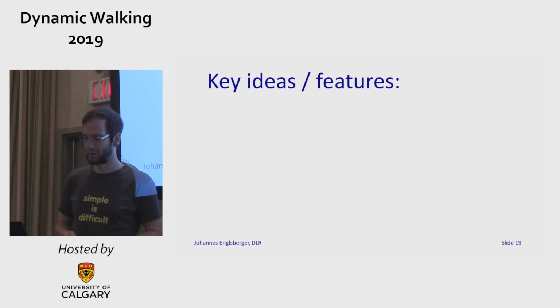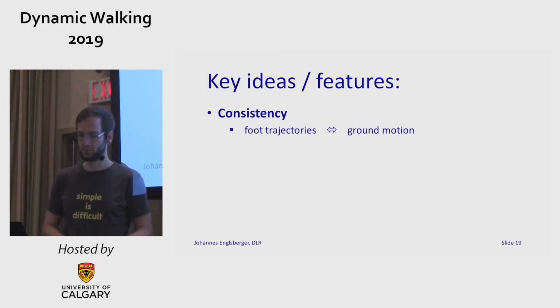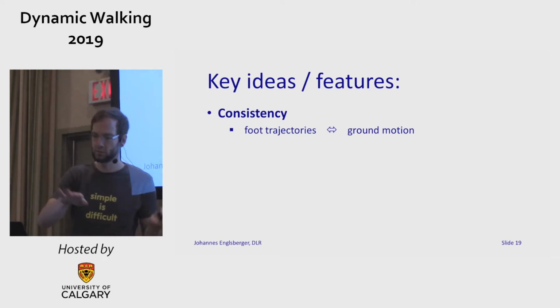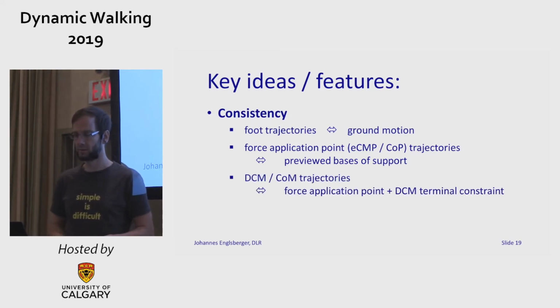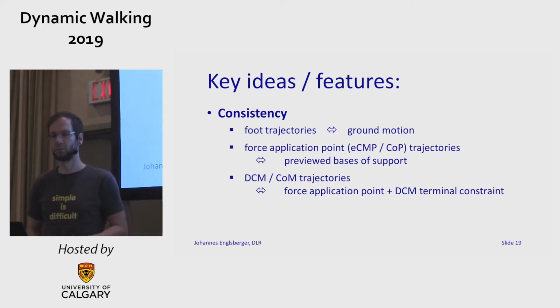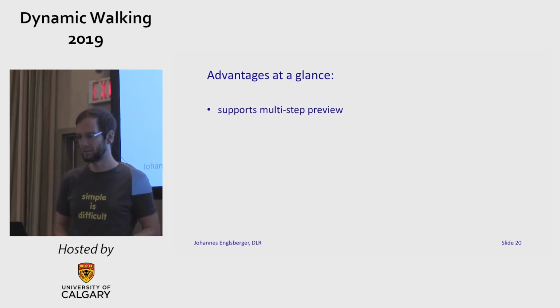So once again, let me recapitulate the key ideas. It's consistency of foot trajectories with regard to those moving grounds, whatever they look like, of force application points, like ECMP, VRP, trajectories with respect to the base of support. These should be feasible. It's very much center of pressure related. And the DCM and center of mass trajectories need to be consistent with the force application point trajectories and the DCM terminal constraint. And second of all, the continuity. The advantages at a glance: the method supports a multi-step preview.